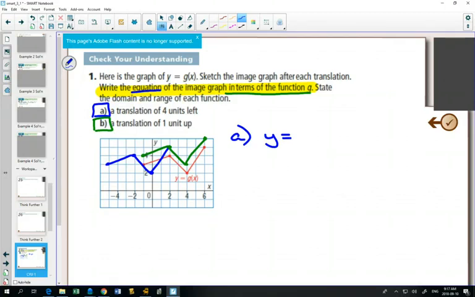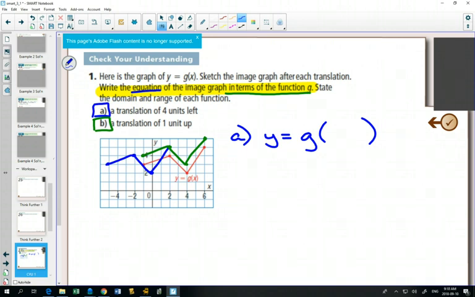How is the blue graph related to the red graph? Well, we already know it's been moved 4 units to the left. How do we show that in function notation? Well, moving left and right is something that happens inside of a function. And if my function is g and I need to write it in terms of g, I need to show something happening inside of that function.